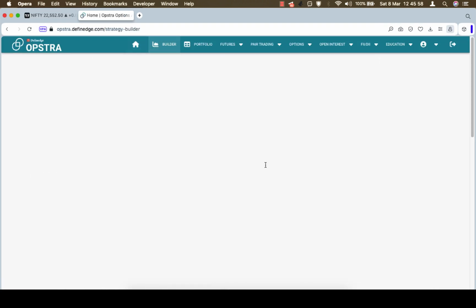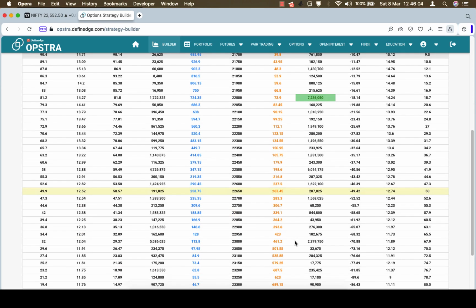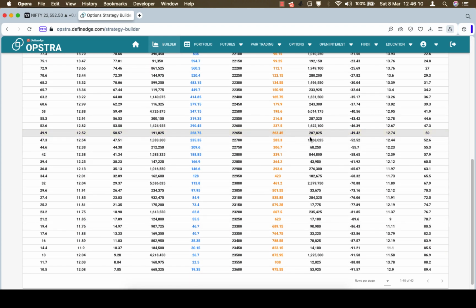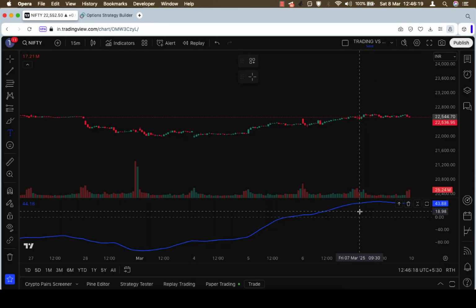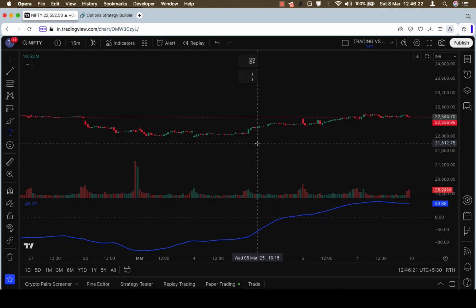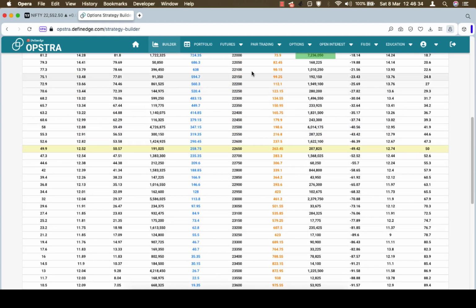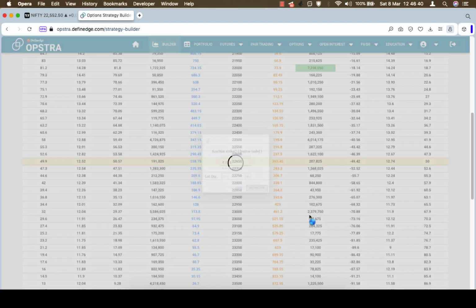I go to the builder, and then to the option chain. The left-hand side is the call side, the right-hand side is the put side. The 22,300 put I need to write, so this is the sell, and I add the position on the selling side. Similarly, I need to do a hedge. I can do a very simple hedge: I can buy the 22,000 put as the hedge.